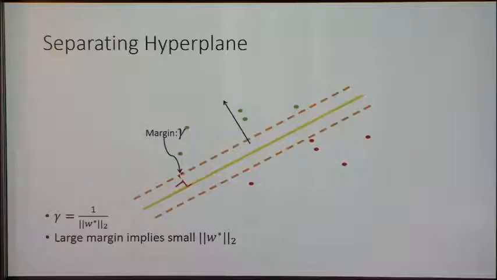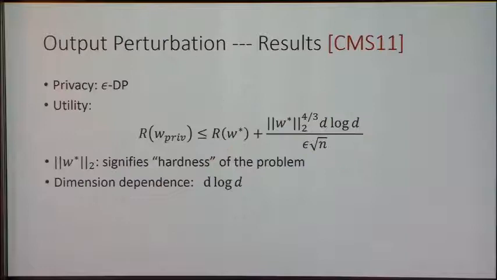And this W star in some sense characterizes how hard the problem is. So for example, in the case of support vector machine problem, or in case of this binary classification problem, my margin is given by 1 by norm of W star. So if the margin is larger, that is, if the problem is easier, then the norm of W star is smaller. So that is correctly characterized by this bound, although the exponent 4/3 might not be optimal.